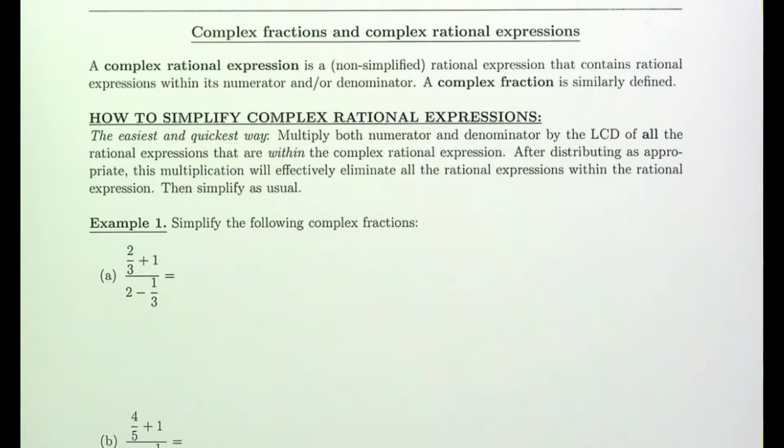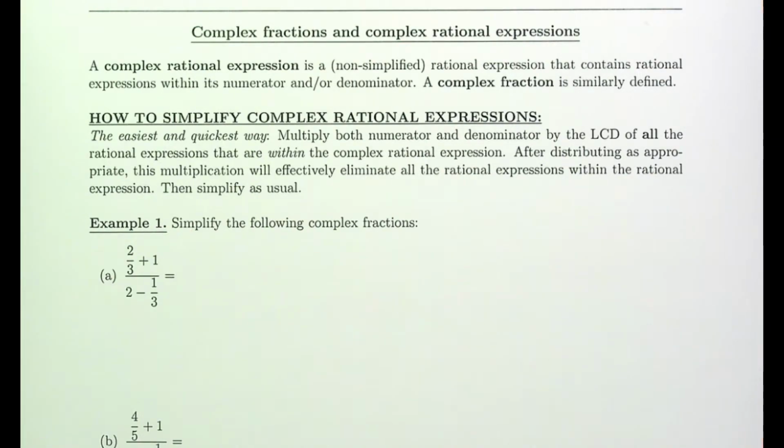In this lesson, I'm going to show you how to simplify complex fractions and complex rational expressions. So what is a complex rational expression? Well, it's just a non-simplified rational expression that contains rational expressions within the numerator and/or denominator. So it's basically fractions over fractions. So you have rational expressions over rational expressions. So you have a rational expression in either the numerator or the denominator, or both are rational expressions themselves.